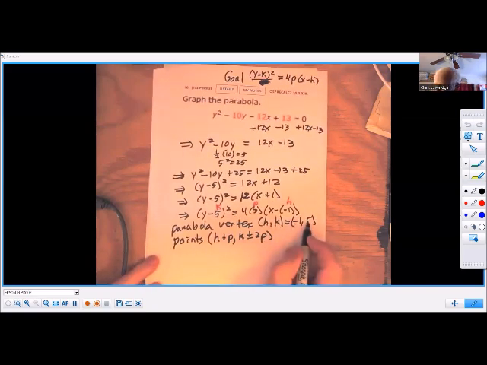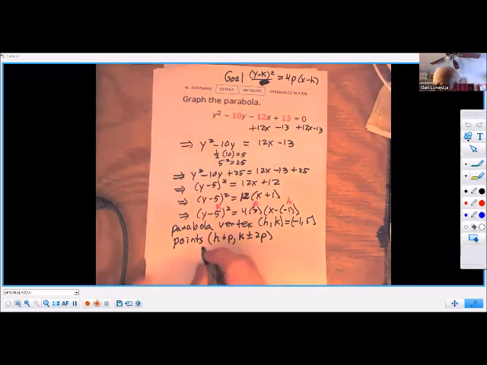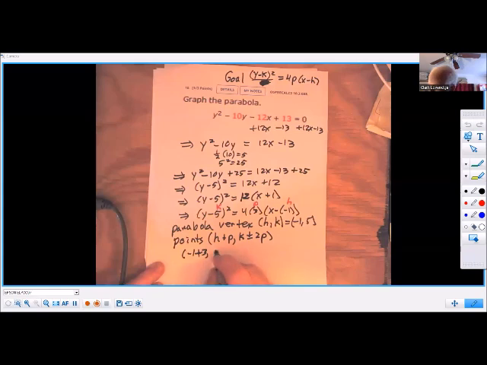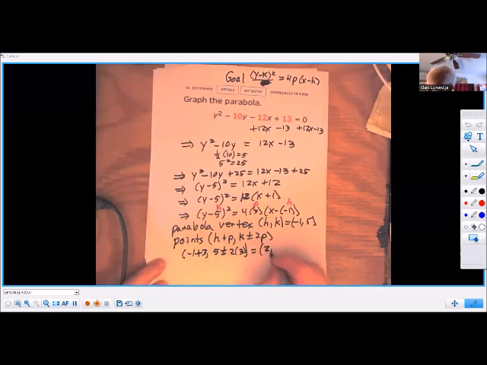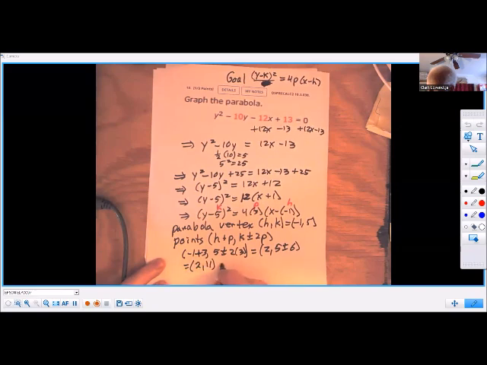In WebAssign, you always want to do the vertex first. And then you have to do one other point. So this will be h plus p. It's going to be negative 1 plus 3, comma, 5 plus or minus 2 times 3. Negative 1 plus 3 is 2. 2 times 3 is 6. So 2 comma 5 plus or minus 6. 5 plus 6 is 11, so 2 comma 11. And 5 minus 6 is negative 1, so 2 comma negative 1.